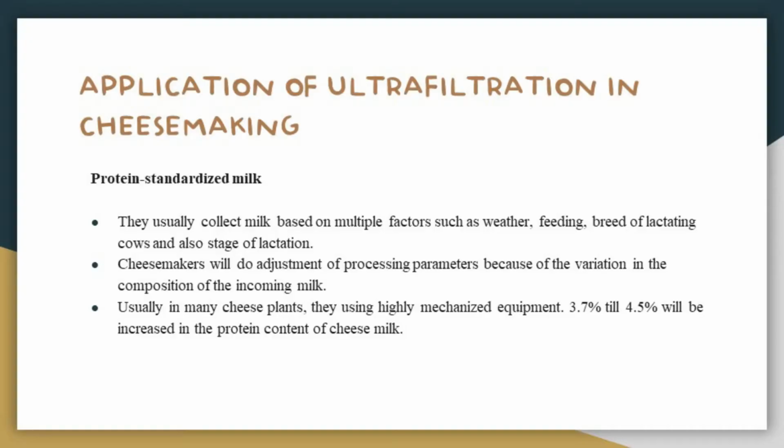We go for application of ultrafiltration in cheesemaking. The first thing is protein standardized milk. They usually collect milk that varies based on multiple factors such as weather, feeding, breed of lactating cows, and also stage of lactation. Cheesemakers will adjust processing parameters because of the variation in the composition of the incoming milk. Usually, many cheese plants use highly mechanized equipment. Protein content will be increased from 3.7% to 4.5% in the cheese milk.